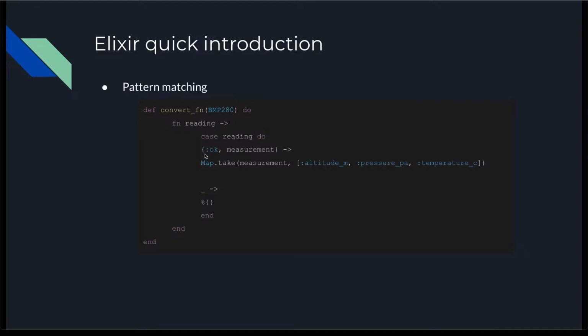So what it does is, if anything has this shape, OK, comma, and then whatever it is, then it goes through, and it maps it and takes this information from this tuple. Well, this is a dictionary actually, seeing that it's a map. And otherwise, this is the otherwise operator. So in any other case, just return an empty dictionary.